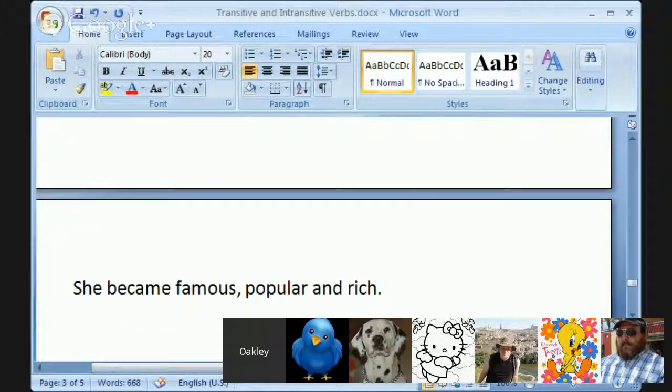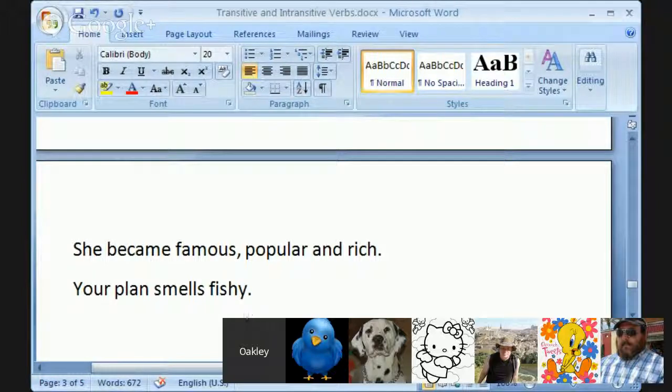I often forget. Max. Your plan smells fishy. Okay, very good. Excellent. Smells, often verbs that have to do with senses, are linking verbs. Great example. A little bit idiomatic there. Good example. Nader. This class is interesting. Okay, all right.